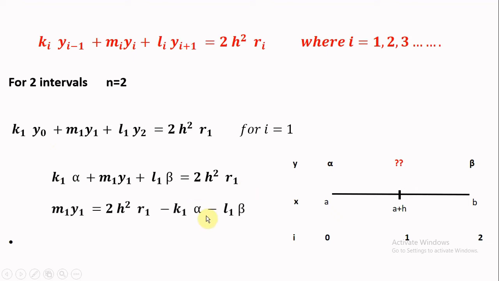So we will substitute y2 as beta and y0 as alpha in this equation, and this is what we will get. Now from here we can rearrange this equation and then we can determine the value of y at y1, which is the value of y at this grid point located at the position x equal to a plus h, or we can say y1. So y1 we can determine from this equation. We know everything. We know h, we know r1, we know k1, alpha, l1, beta and m1. So all these values are known. So knowing all these values, we can determine the value of y at this particular grid point when the number of intervals is 2.